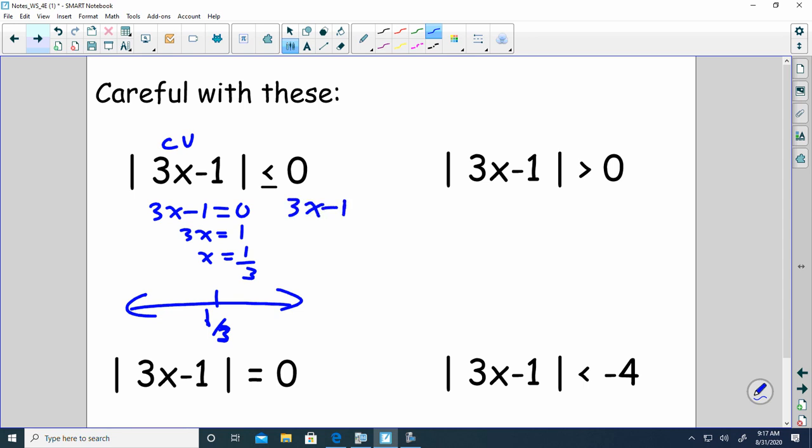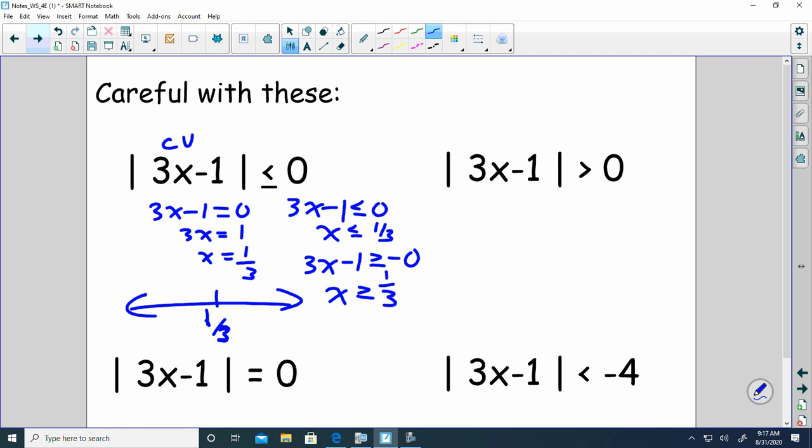So I have 3x minus 1 is less than or equal to 0, and then I also solve 3x minus 1 is greater than or equal to -0. Well, -0 and +0 is the same thing. So here I'm going to get x is less than or equal to 1/3 if I solve it, same as my critical value. This will be, by adding 1 and dividing by 3, x is greater than or equal to 1/3 as well.